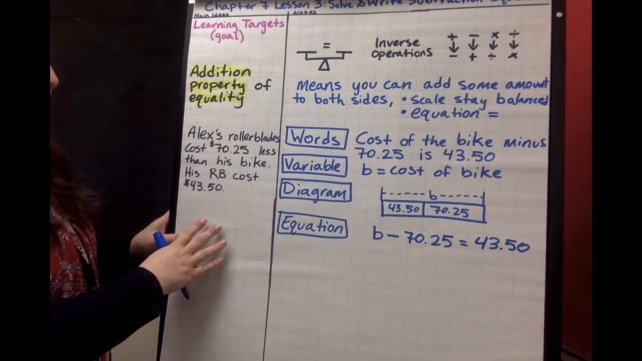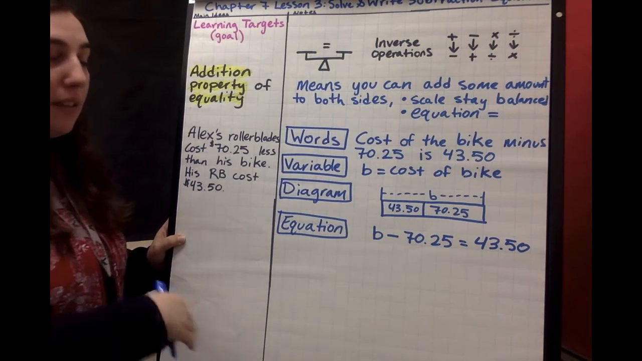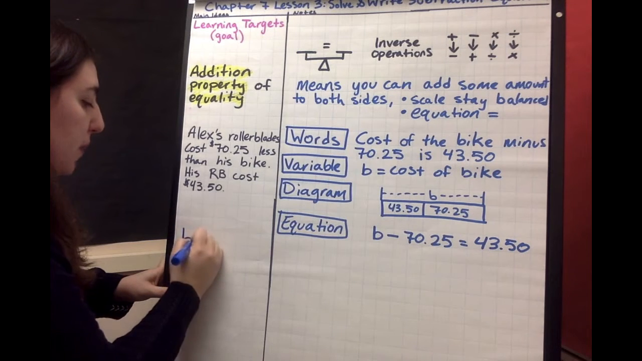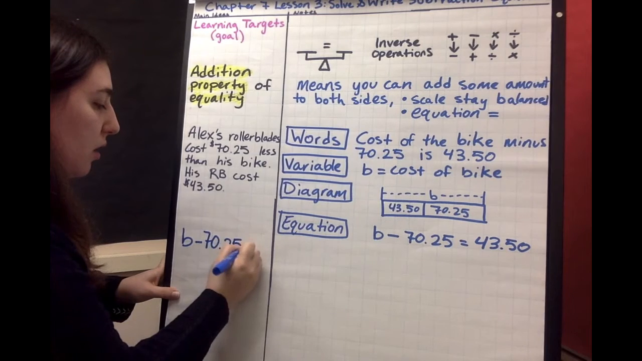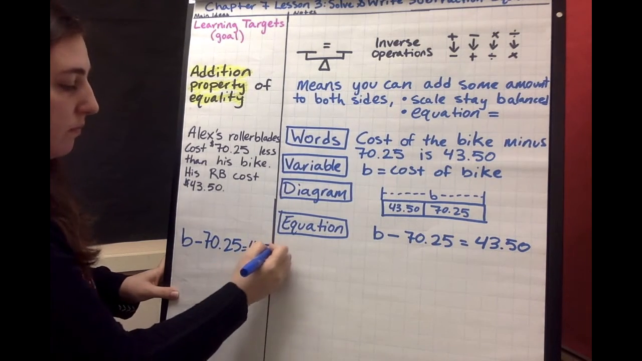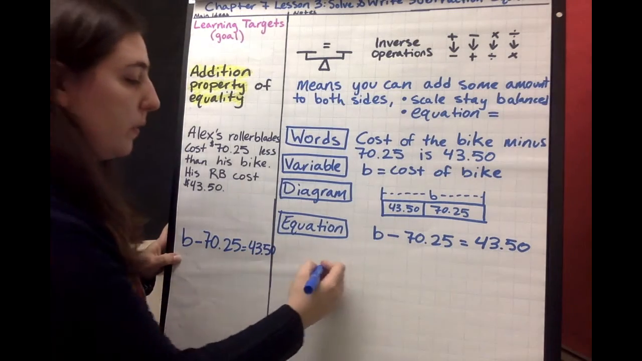All right. Now, we are actually going to solve the equation. That's the other learning target that we have. So, B minus 70.25 equals 43.5. Okay, so I'm going to rewrite it over here.